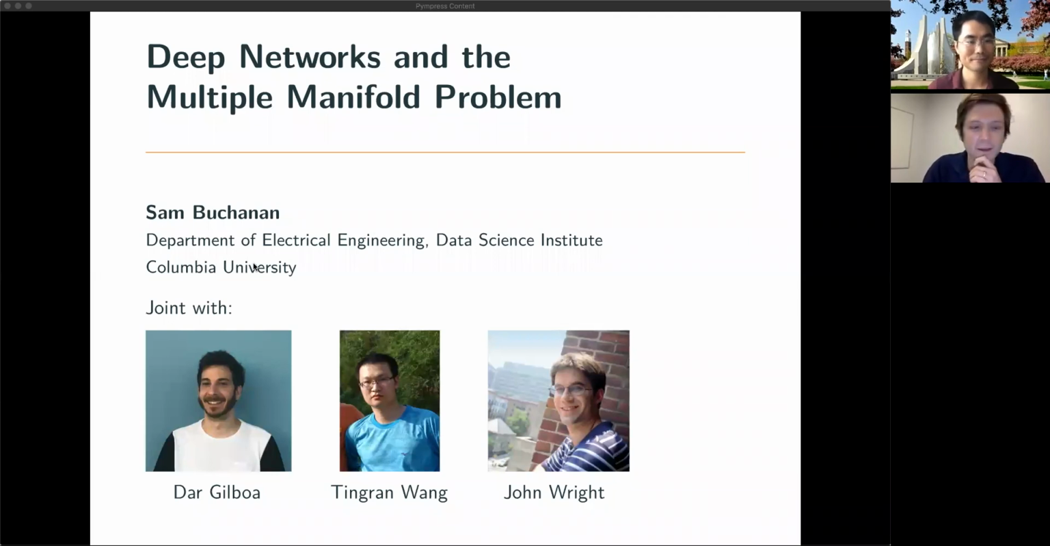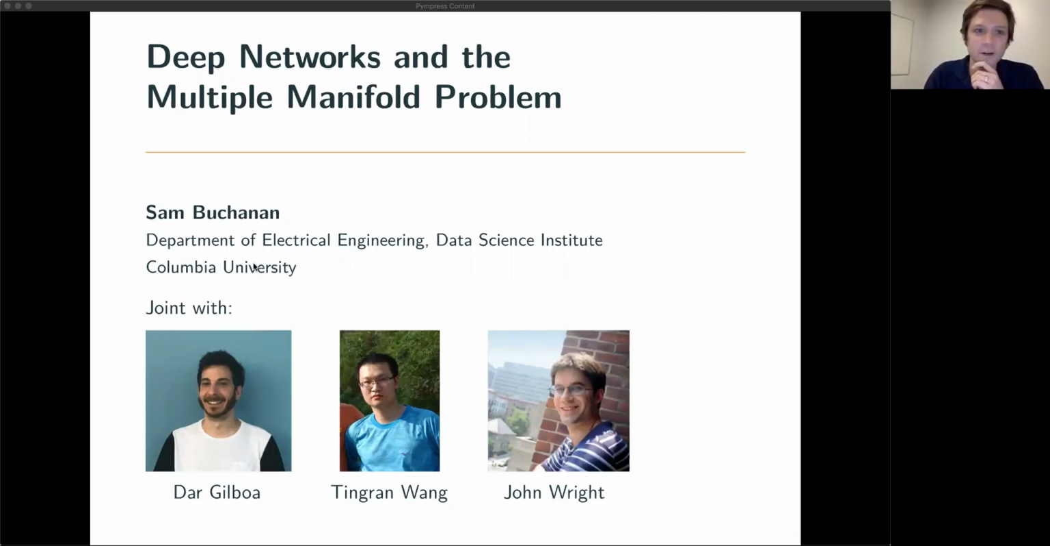I'm a PhD student at Columbia University with John Wright, and I'm presenting our joint work here. John presented this earlier as well. I hope that my talk will be able to shed a bit of light on some of the more technical aspects of the work and complement John's in that way, as sort of a technical appendix talk, if you will. This is also joint work with Dargo Bo and Tigran Wang.